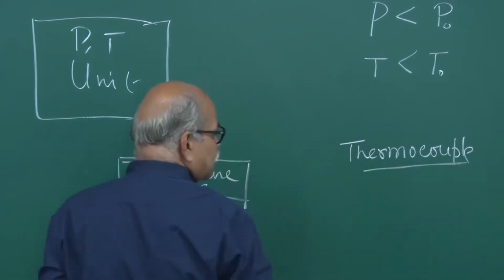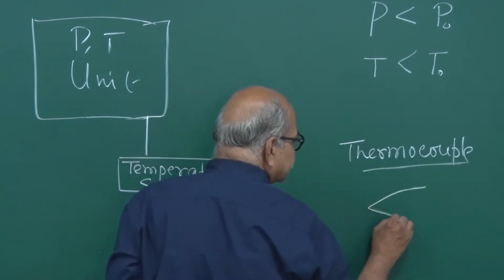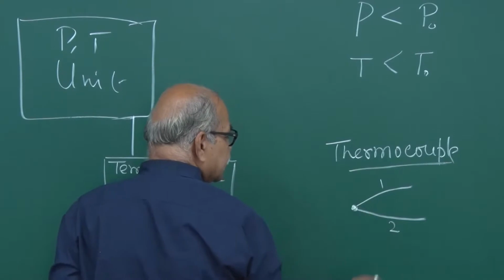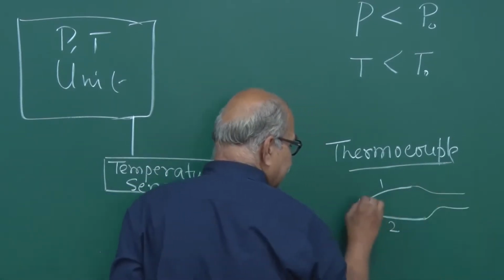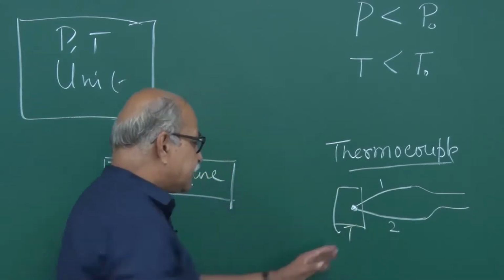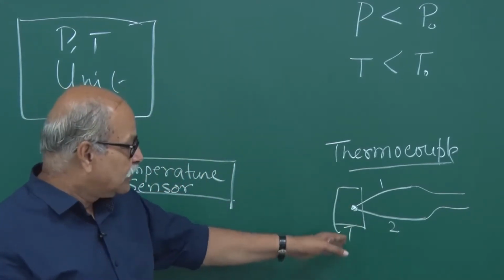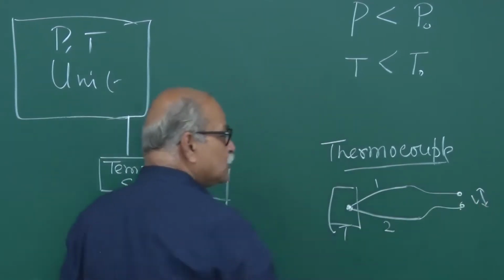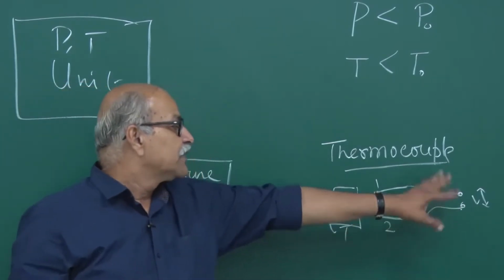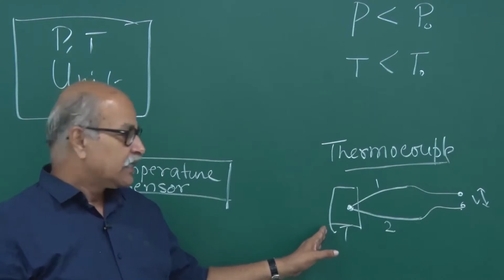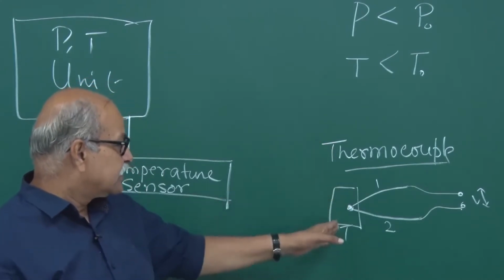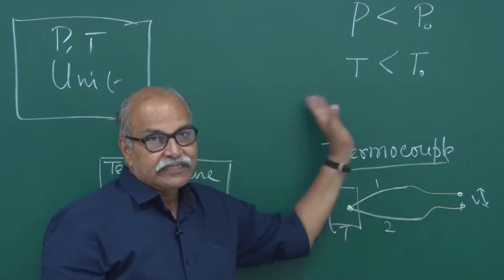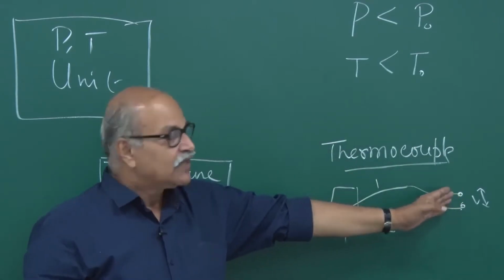In a thermocouple, you have two wires of different materials, 1 and 2, and then you have a junction here. This is a temperature sensor, and whatever the temperature is at this junction, corresponding to that, it creates a voltage between these two ends that you can measure, and from there you can know what the temperature is. Okay. So, this is a temperature sensor, it senses the temperature and creates a voltage according to that. The higher the temperature, the higher the voltage created, and vice versa.